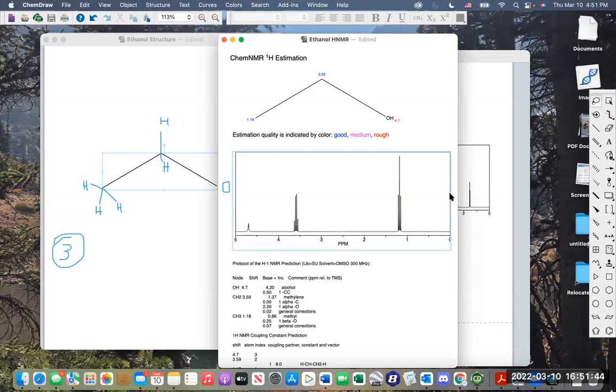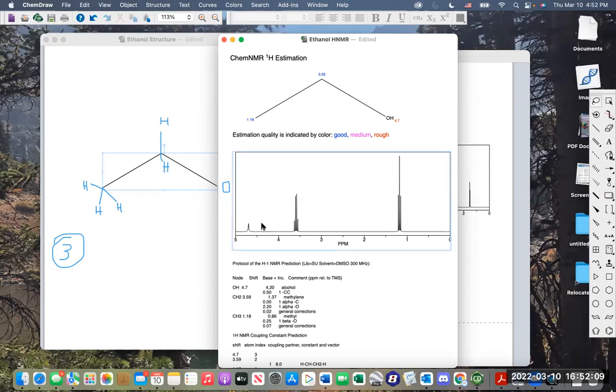And then finally, the signal for the hydrogens of the methyl group will be farthest upfield, as there are more than two bonds between them and the oxygen. So we would count that as one bond, two bonds, and then each of the bonds to the hydrogens would count as another bond.